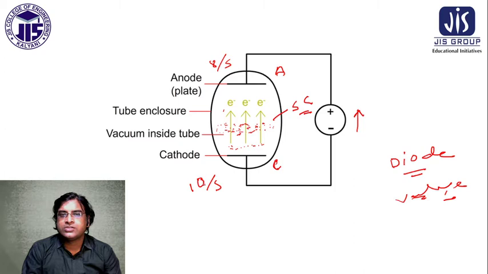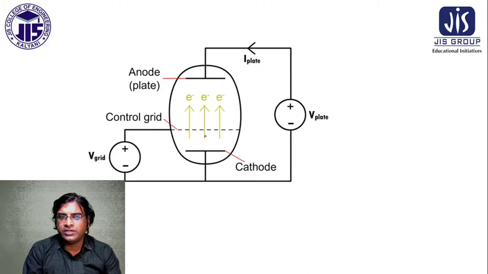To overcome this space charge, we introduce another electrode, a grid electrode, at a very small positive voltage, but it accelerates the electrons, and they come from this side to this side very easily. So this is actually the triode, as there is a cathode, an anode, and a control grid.